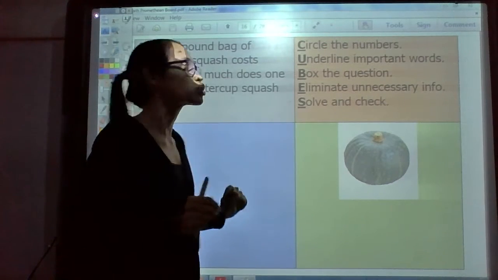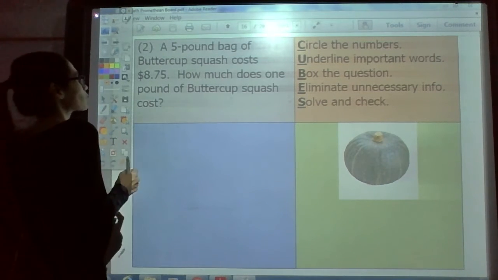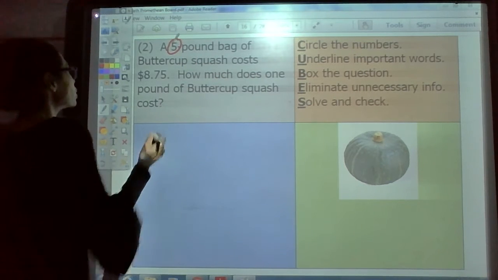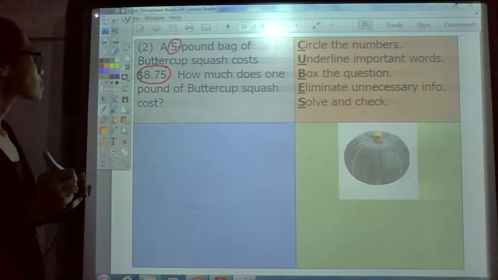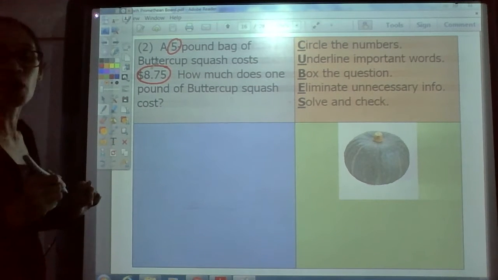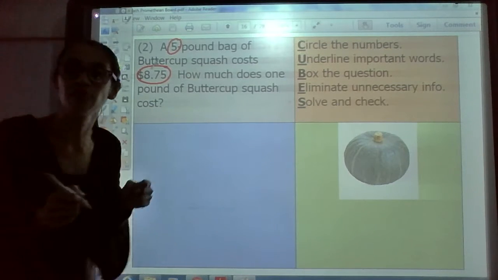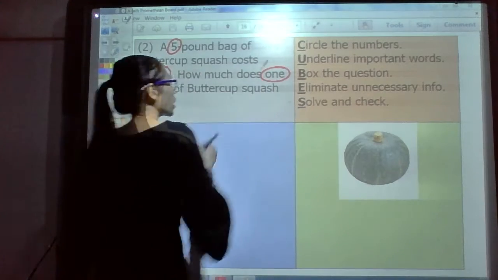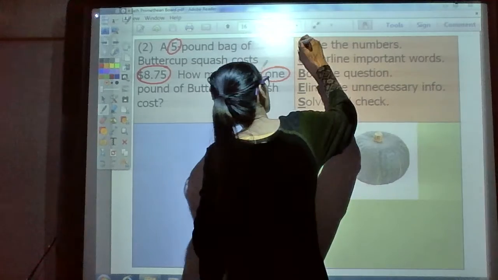First step is to circle the numbers. Call out some numbers for me. What do you see? I see 5. What else do you see? Right here, $8.75. What else? I see one more. It is a word form of a number. It's the number name. Do you see it now? Right there, 1. That is also a number. Anything else? Nope, that's everything. We're done with that step.